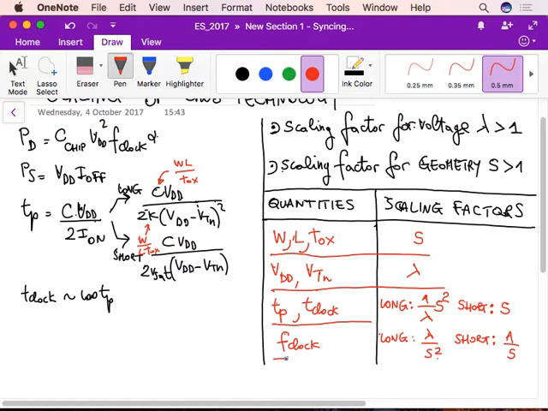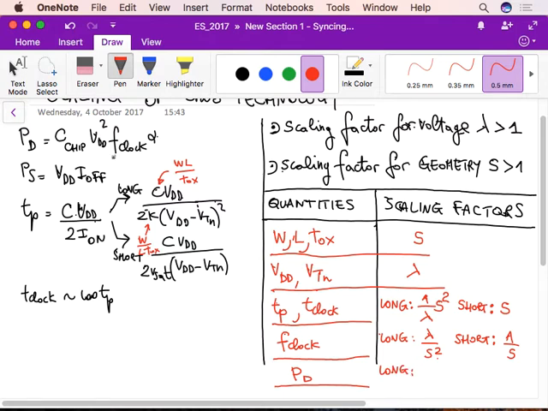Then the power consumption. Let's consider only the dynamic power consumption, okay, which has been for some time the most important factor. The static power consumption, okay, you see, we have to distinguish between long and short.